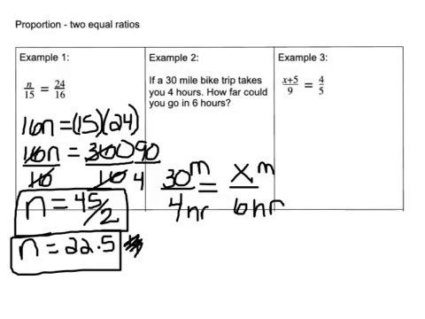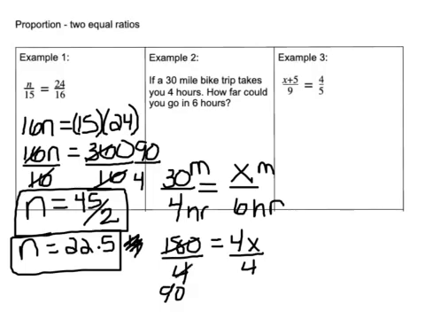Once you have the equation set up, now we can just cross multiply. So 30 times 6 is 180, and that's going to equal 4 times x. Now if we divide by 4 and divide by 4, this will be 90 over 2, so your x is going to equal 45.